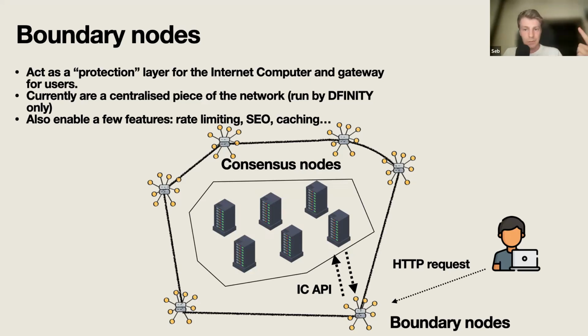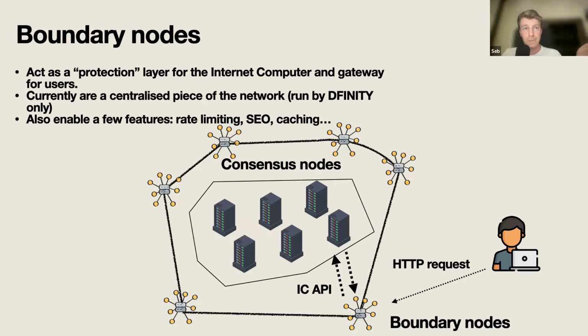And you have the boundary nodes, which essentially is like an external layer to the IC, and it acts as a protection, and it's also what enables us to communicate with the IC. As a user, when you're browsing with your computer, you will never directly talk to the consensus nodes. That's to prevent, for example, attacks. If you were to communicate with the consensus node, you could, for example, do a DDoS attack and just crash a subnet or something like this. So this is to avoid that.